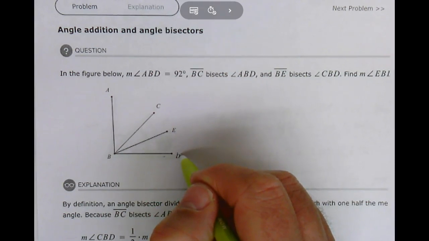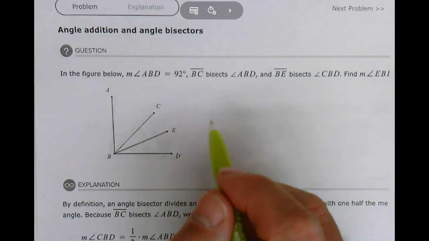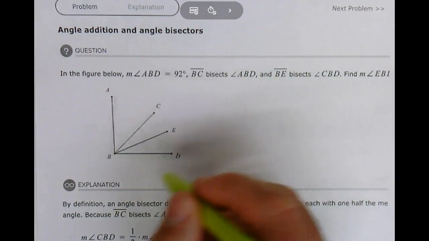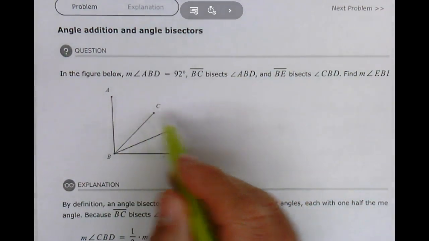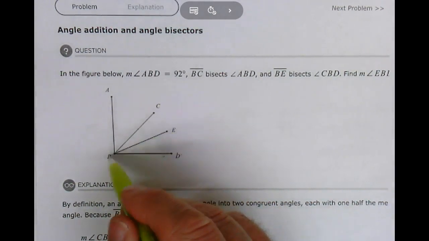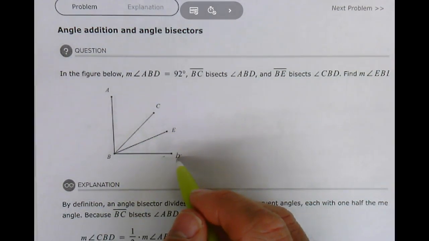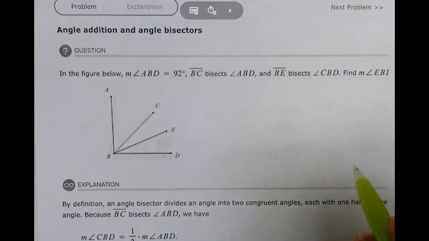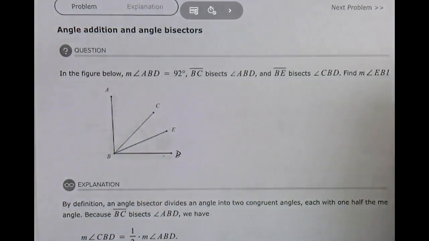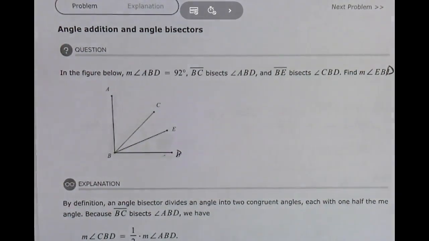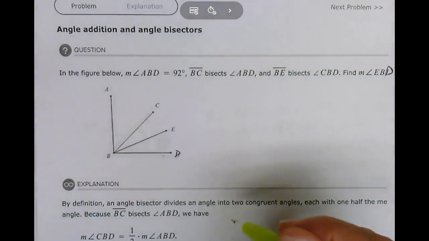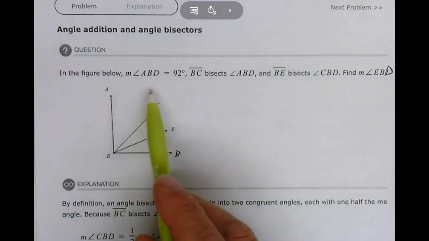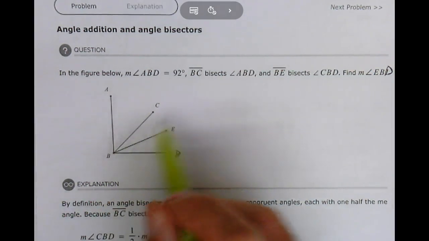Okay? And BE bisects CBE. And it says find the measure of angle, looks like EBD. Sorry about that. Okay, and so how do we do that? So first of all, we know the entire angle is 92 degrees.